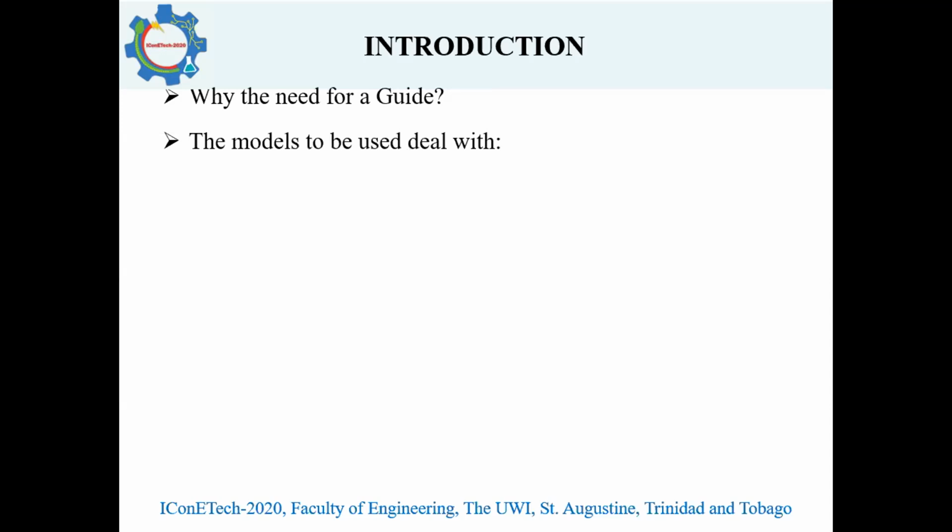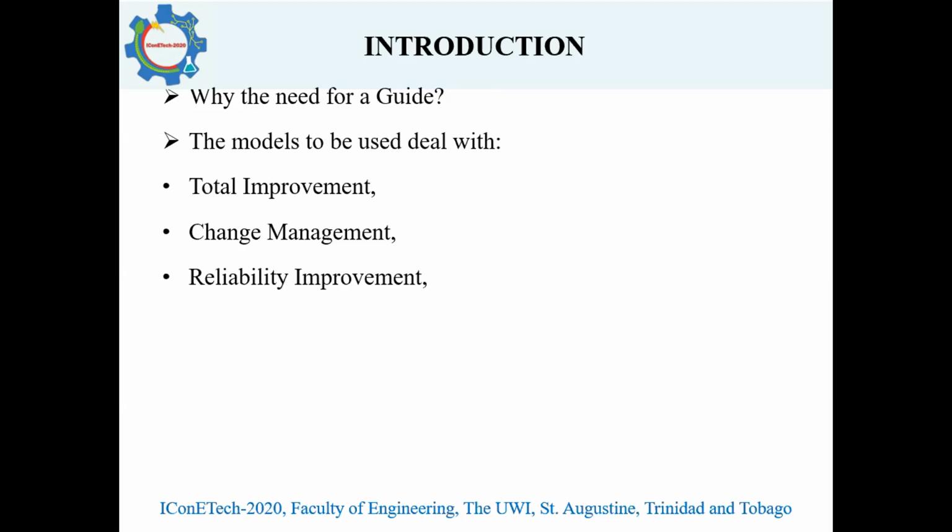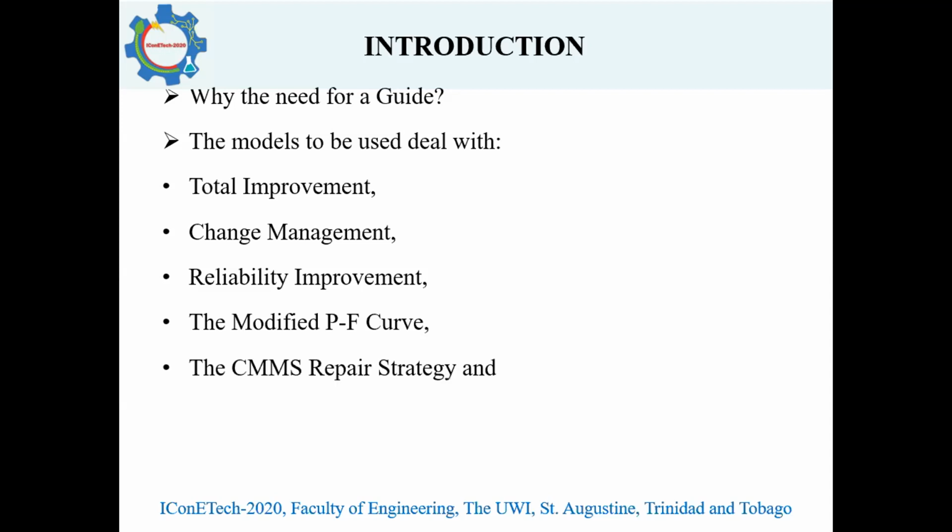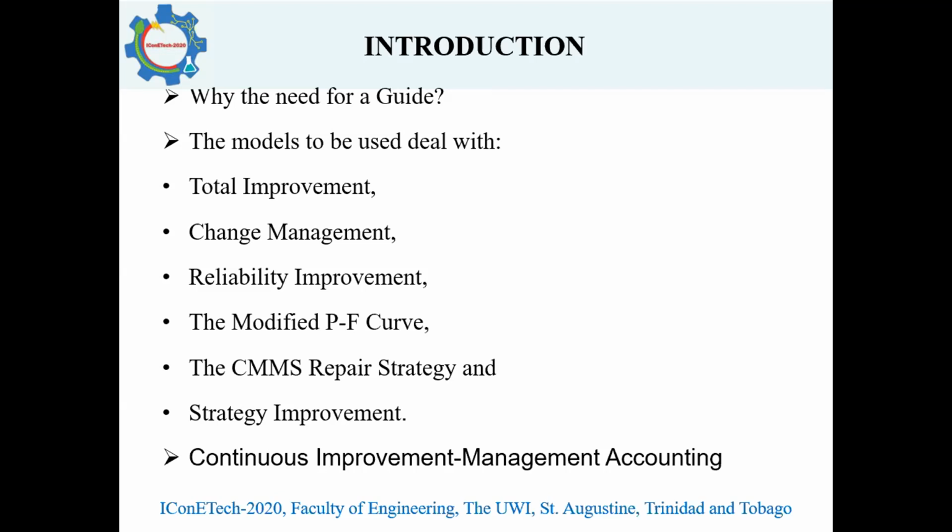The models, which are based on maintenance and reliability theories, are put together to form a synergistic relationship. These models will be the total improvement model, the change management model, the reliability improvement model, the modified PF curve, the CMMS repair strategy, and the strategy improvement model. All of these will be used and discussed with respect to continuous improvement and management accounting, to make sure that this continuous improvement is in fact motivated by management.